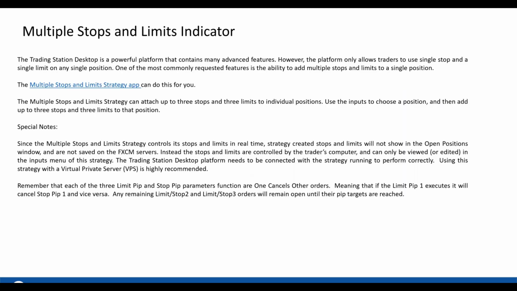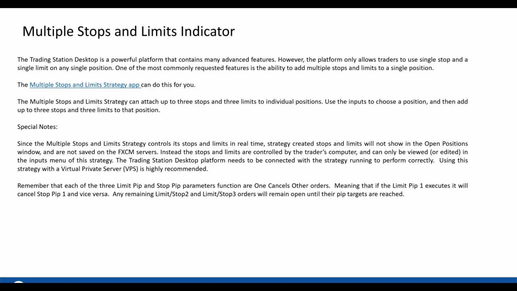Multiple stops and limits indicator. The Trading Station desktop is a powerful platform that contains many advanced features. However, the platform only allows traders to use a single stop and single limit on any single position. One of the most commonly requested features is the ability to add multiple stops and limits to a single position. The Multiple Stops and Limits Strategy app can do this for you. The Multiple Stops and Limits Strategy can attach up to 3 stops and 3 limits to an individual position. Use the inputs to choose a position and then add up to 3 stops and 3 limits to that position.